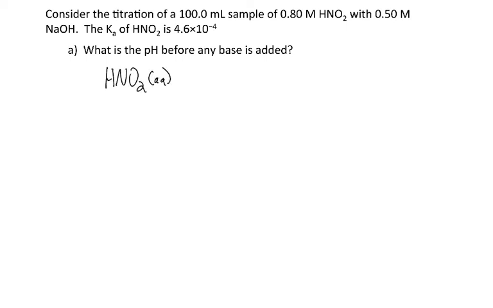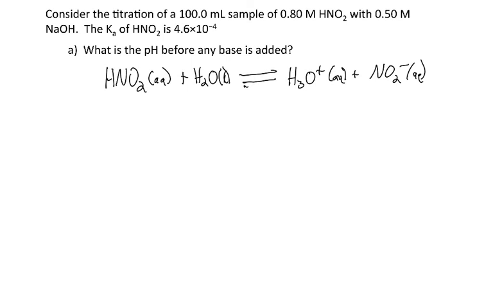HNO2 will react with water, and it will be in equilibrium with H3O plus and the conjugate base. All right, so this is an ICE table. The initial concentration of the nitrous acid is 0.8. I don't care about the water. The H3O plus and the conjugate base both start out at 0. So my change is going to be minus x, and plus x for the products.